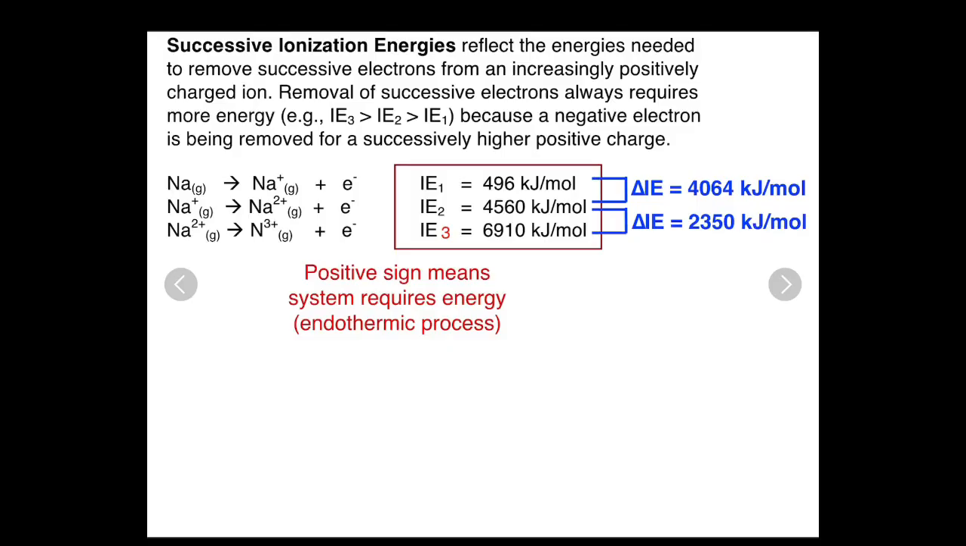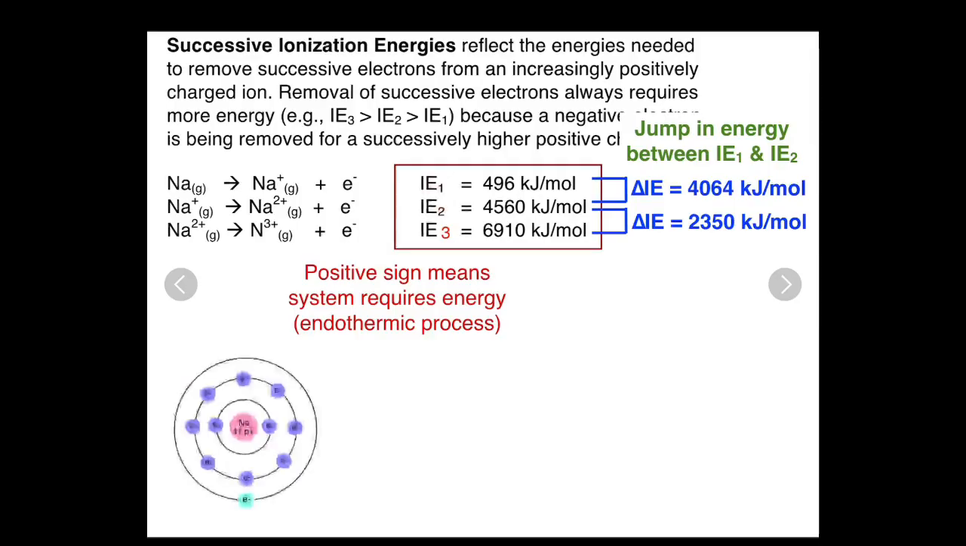You probably see that the difference between the first and the second ionization energy is greater than the second and the third. This is what we call the energy jump. So we observe the energy jump between the first and the second ionization energy. So what does the energy jump tell us? Well, if you draw the electron shell model of sodium, these are the electrons that are involved with sodium.